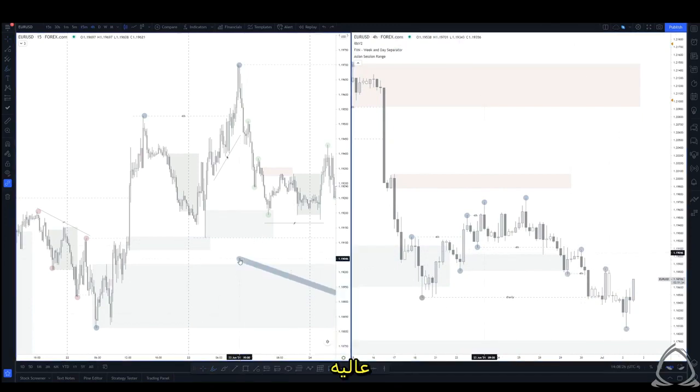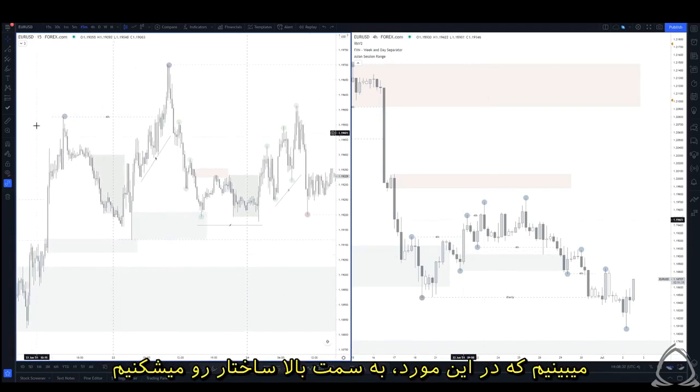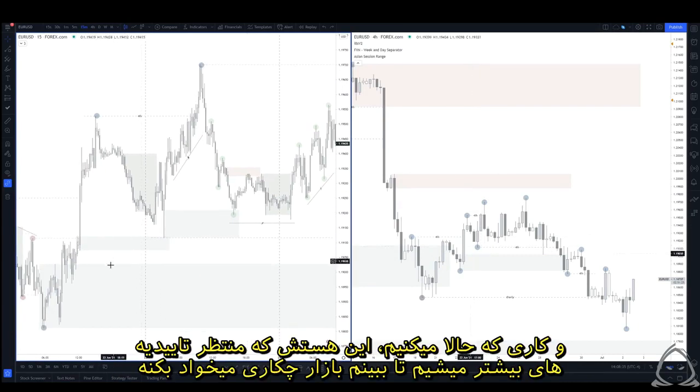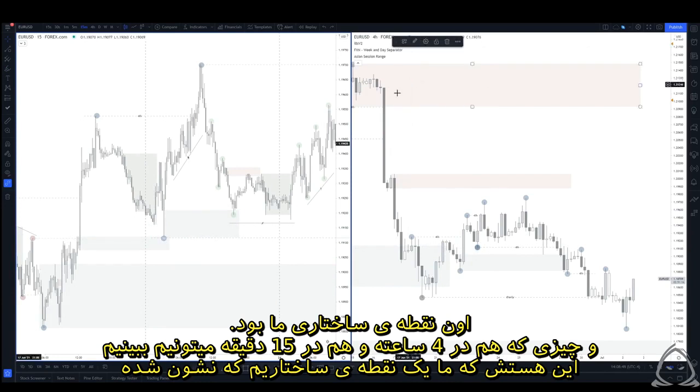Just like that. Perfect. And what we can see in this case, we then break structure to the upside. And what we're doing now is we're just waiting for more confirmation as to what's actually going to happen. Mark out that as our structural point.